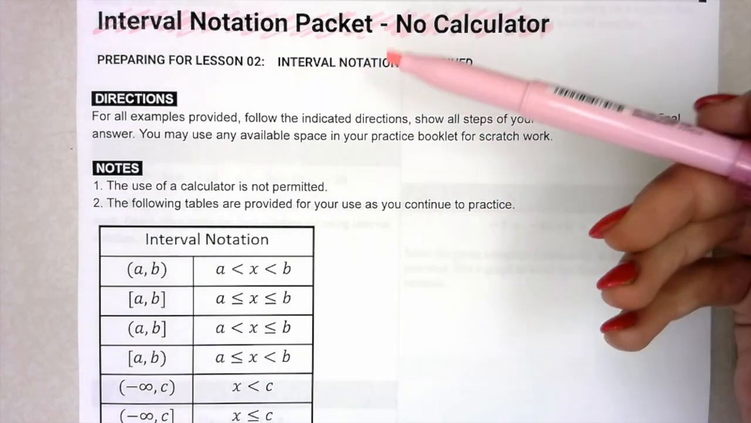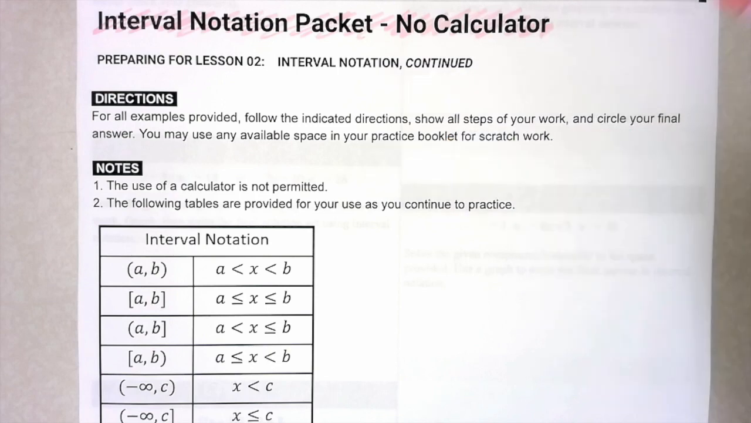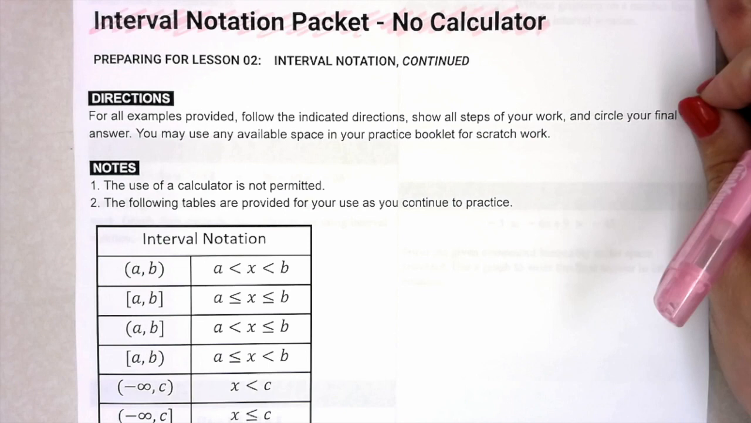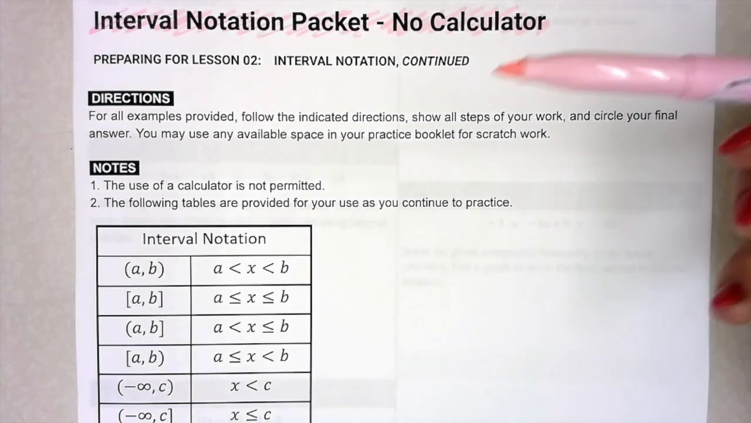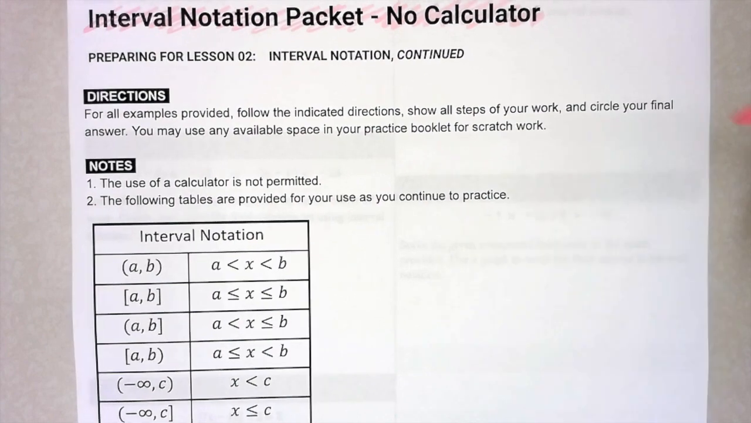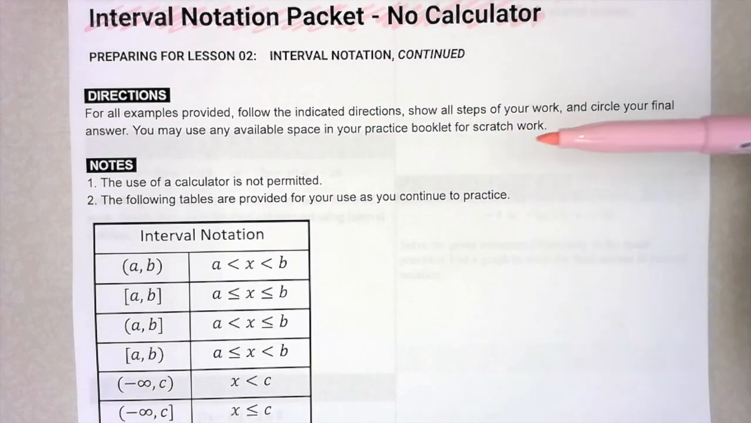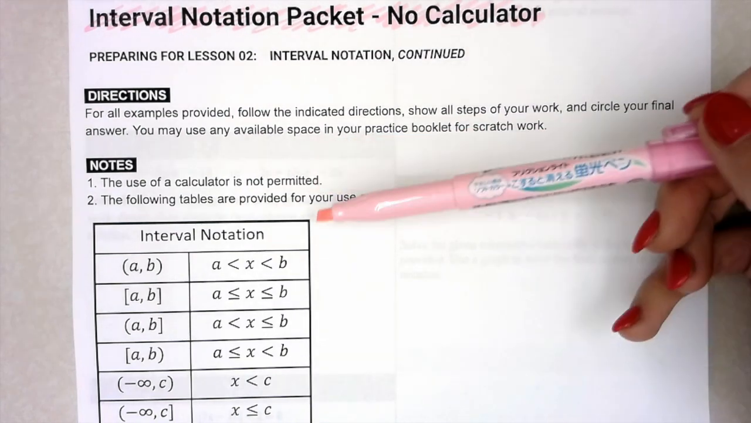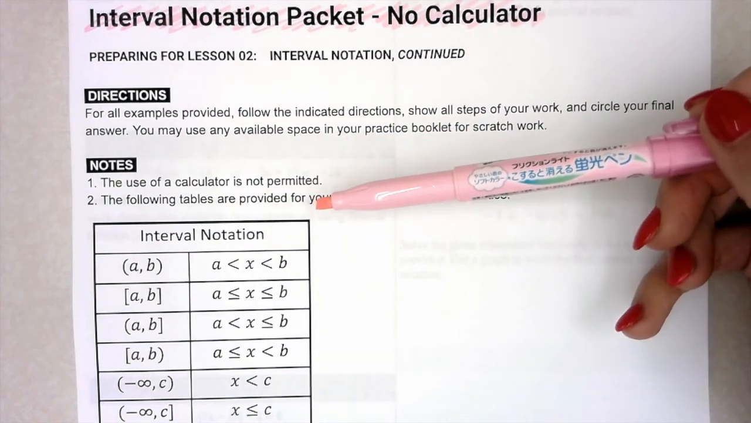So to get us a little bit more comfortable with interval notation while also reviewing some concepts from Algebra 1, we have this packet, okay? For all examples provided, follow the indicated directions, show all steps of your work, circle your final answer. You may use any available space in your booklet for scratch work. The use of a calculator is not permitted. You really shouldn't need it for any of these examples. You should be fine, okay?